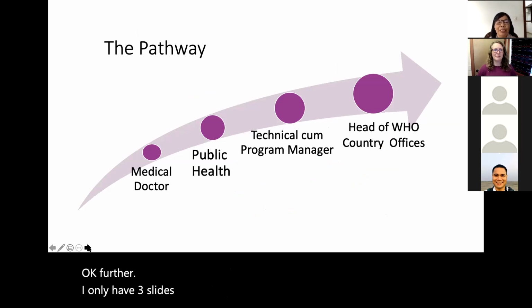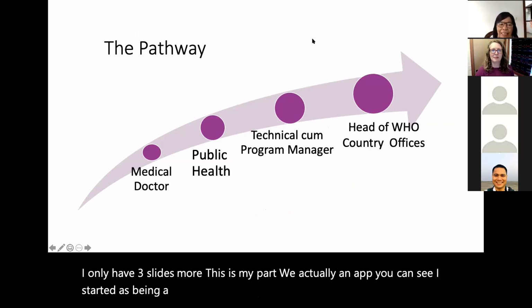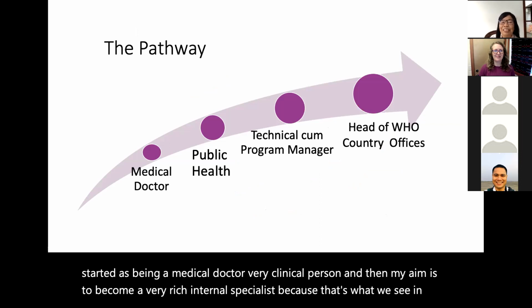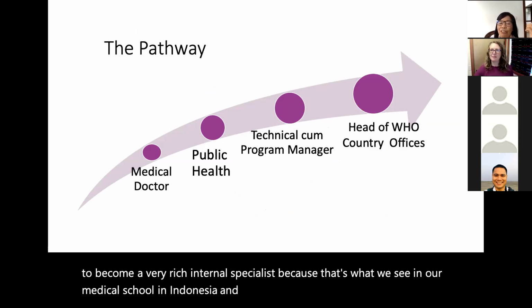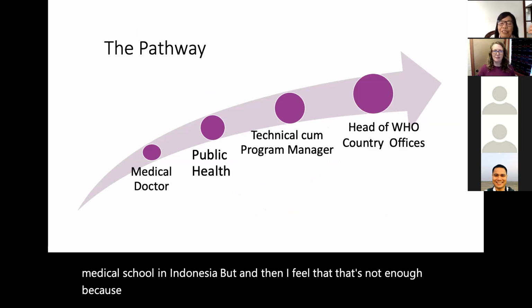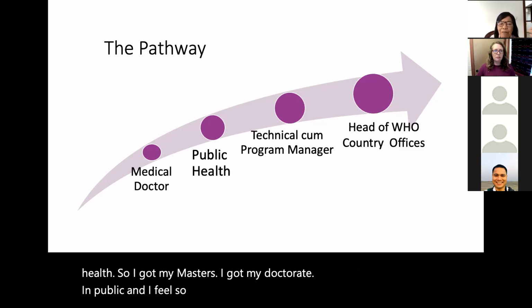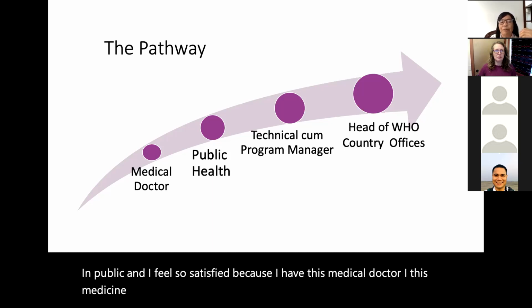This is my pathway actually. And as you can see, I started as a medical doctor, very clinical person. And then my aim was to become a very rich internal specialist, because that's what we see in our medical school in Indonesia. And then I felt that that's not enough, because I want to help the community. And then I turned to public health. So I got my master's, I got my doctorate in public health. And I feel so satisfied, because I have this medicine knowledge, but now I can blend it into public health.